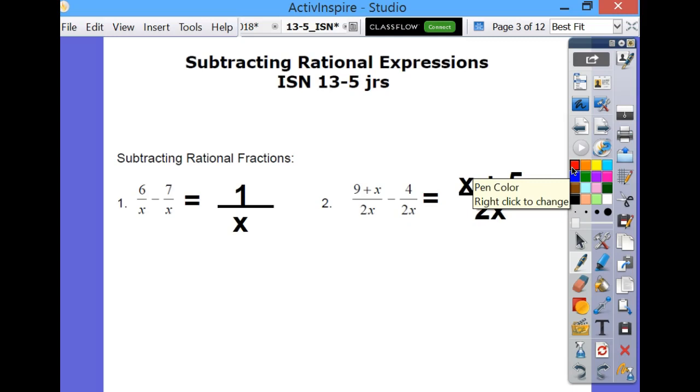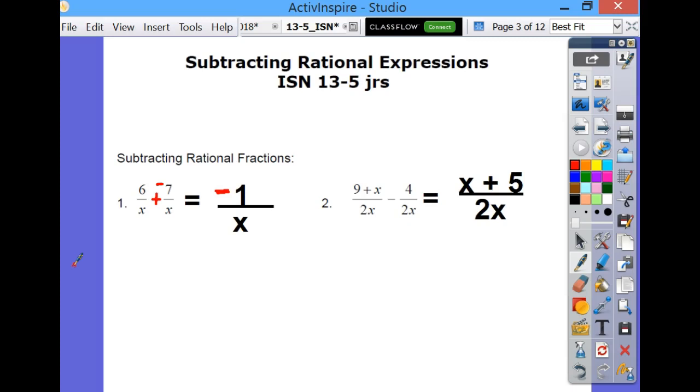Many times when we try to subtract, we make a sign mistake, like I did on problem number 1. Did I make a sign mistake on problem number 1? Is that the right answer? It's not the right answer, because this is the same as adding a -7, and then I would realize that that was supposed to be a -1 instead of a +1.